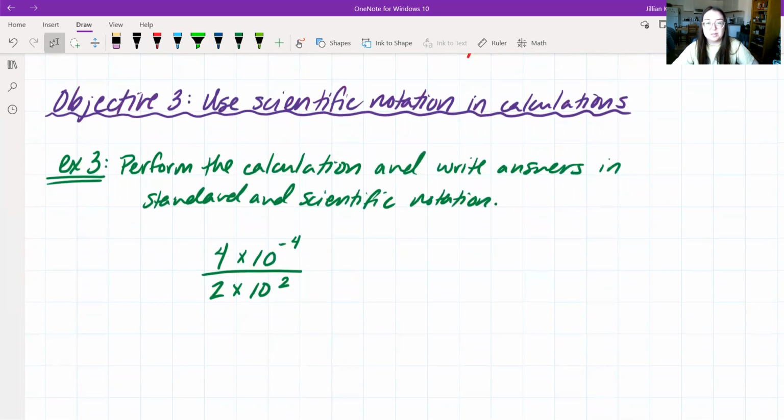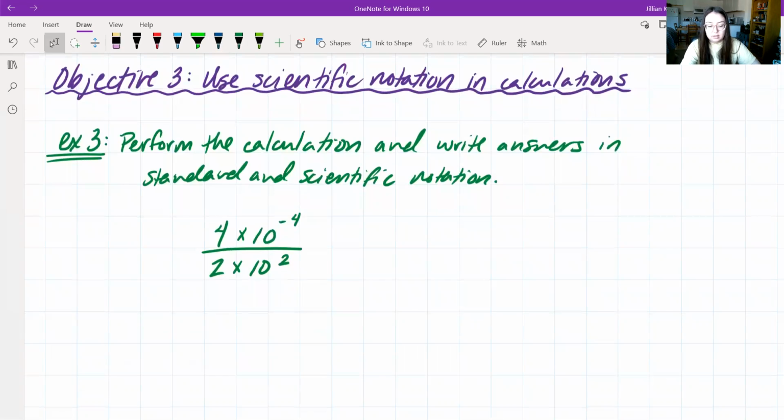Then objective 3, we want to use scientific notation in a calculation. So example 3, we want to perform the calculation and write answers in standard and scientific notation. We're going to use some of the rules that we've learned in our last sections, and we're going to use our scientific notation.